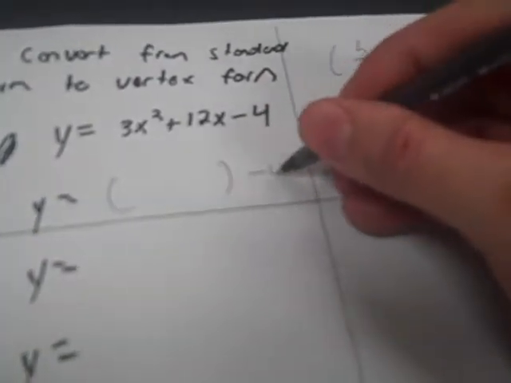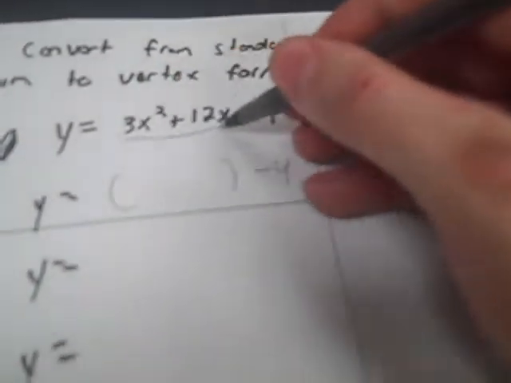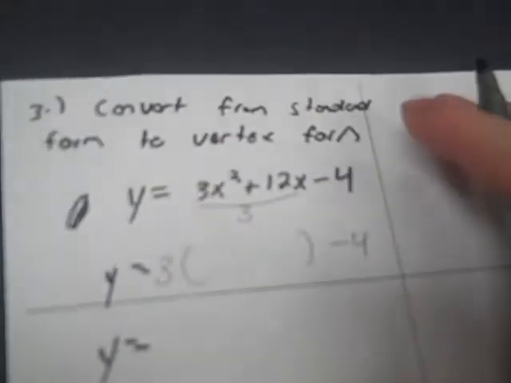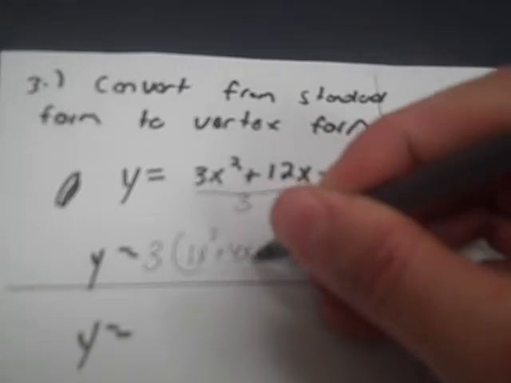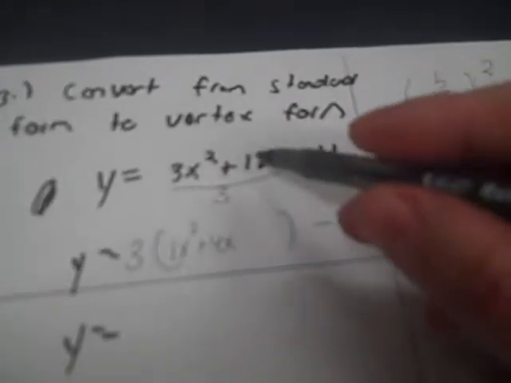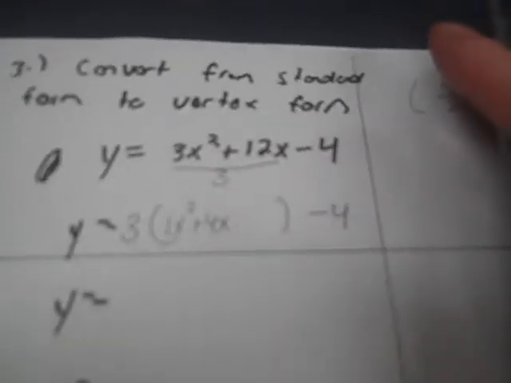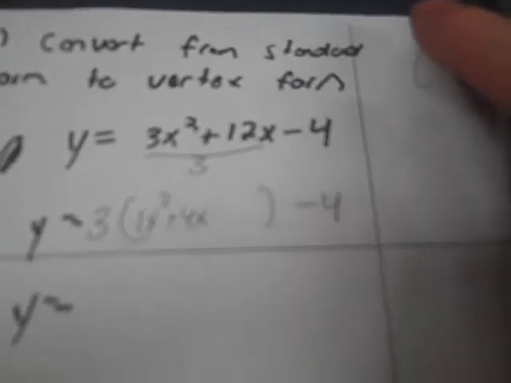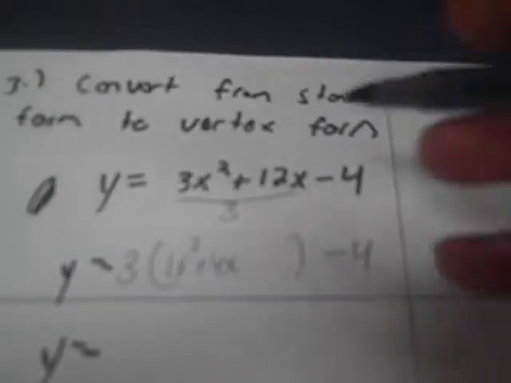Okay, next one, standard to vertex. Okay, kick your minus 4 out. Now, we want that to be 1, so I divide these by 3. I always pick ones that are actually divisible. If it's not divisible, well, you don't really want to know. It doesn't really happen too often. So 1x squared plus 4x. Any teacher who puts an odd number there that you can't divide, they're just creating busy work and something worthless.